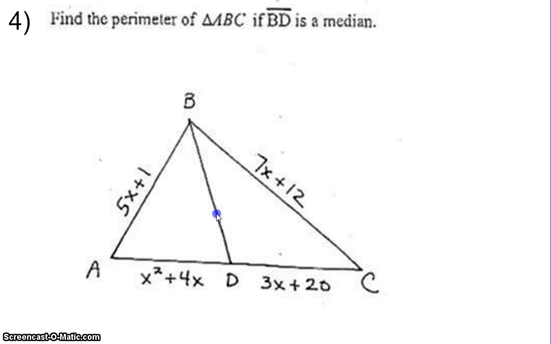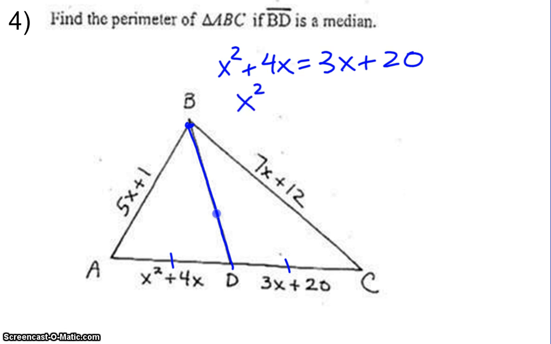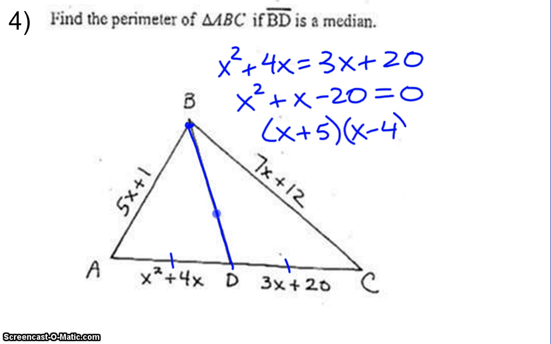First off, we know that because BD is the median, that goes from the vertex B down to the other side, dividing it into 2 congruent segments. So we can set those 2 segments equal to each other. And then here we can solve for x by factoring, and finding our 2 values for x.